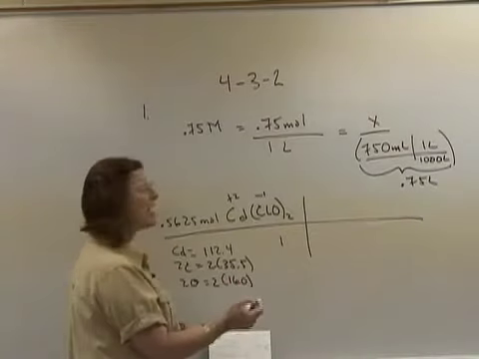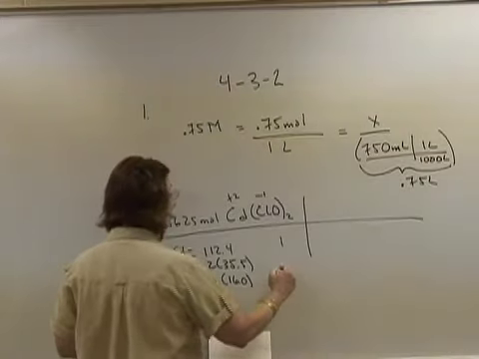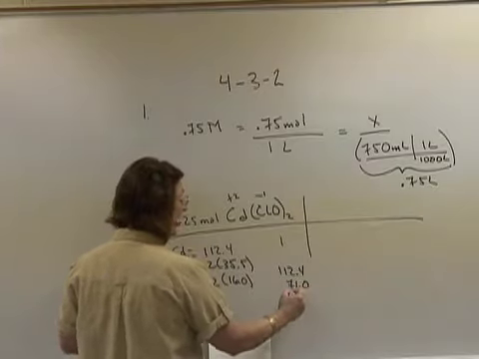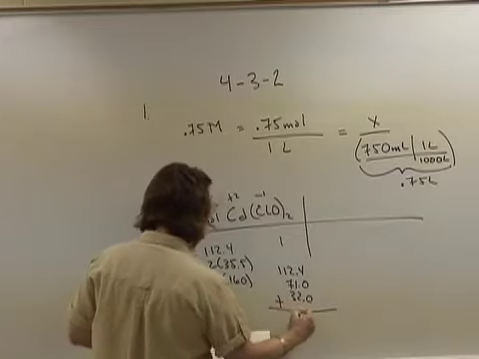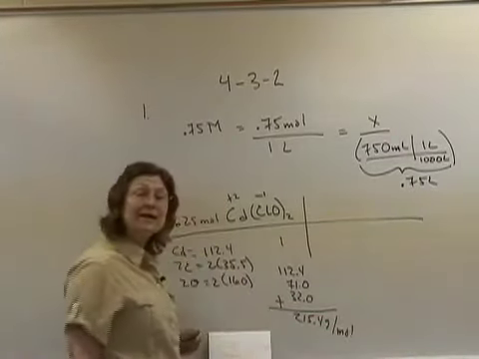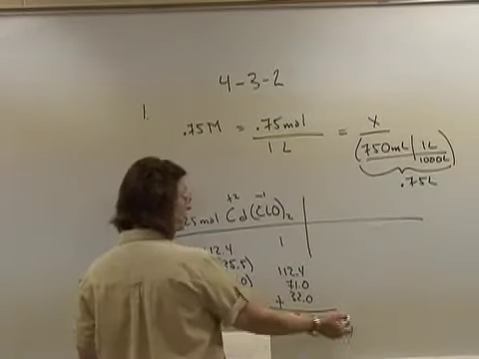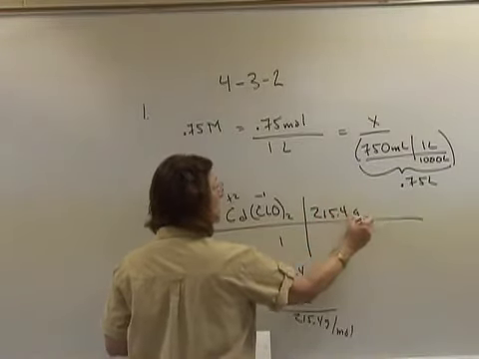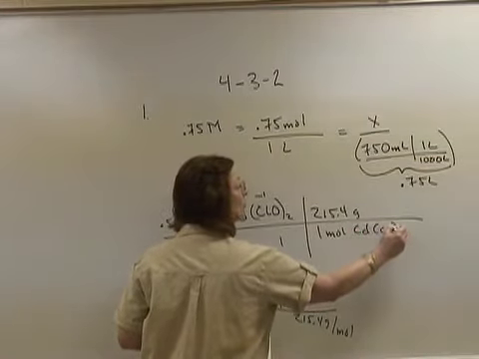And you know I write them again, so I have 1, I'm going to write them a little bit lower here, 112.4, 71.0, and 32.0. And I add them up again, and I get 215.4 grams per mole is my AMU, my molecular weight, my formula weight. And I'm looking for grams, so my mass goes in the top. And that is 1 mole of the cadmium hypochlorite.